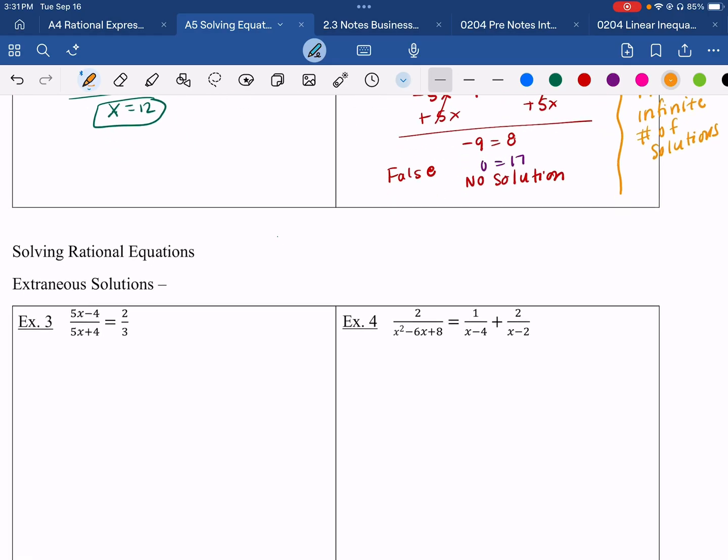Extraneous solution is a solution that does not satisfy the original equation.